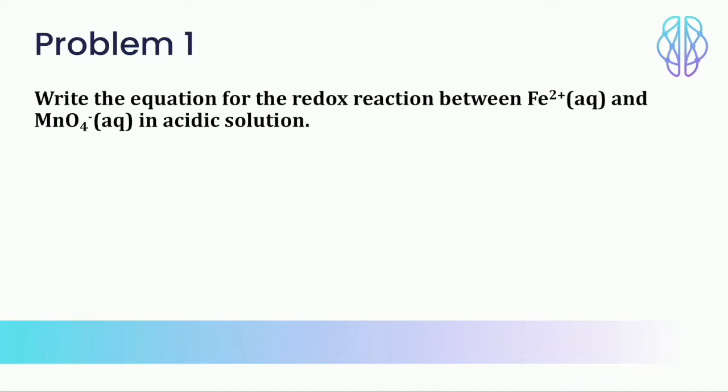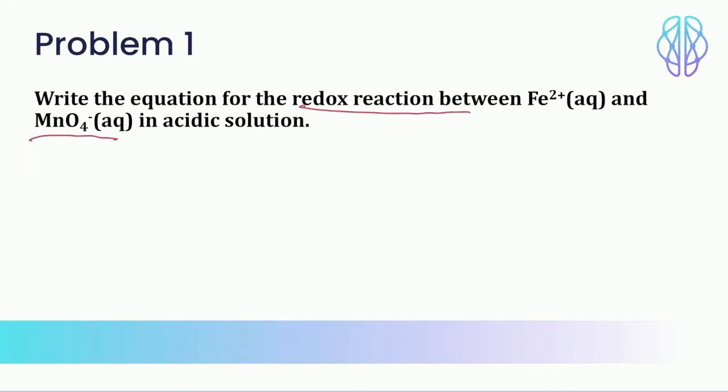I think the best place for us to start is by having a look at a problem. The question we're looking at is: write the equation for the redox reaction between iron and permanganate ion in an acidic solution. Now, I'm not going to expect you to know the name for specific ions like permanganate, so I will refer to it from this point forward as MnO4.